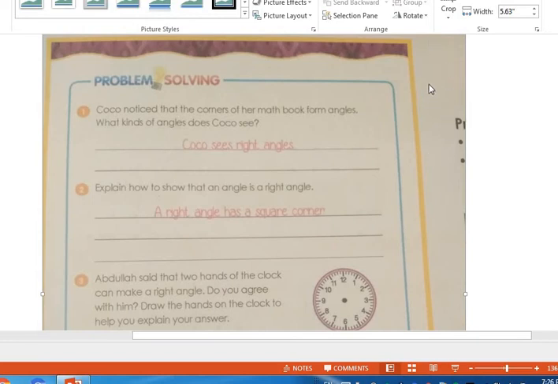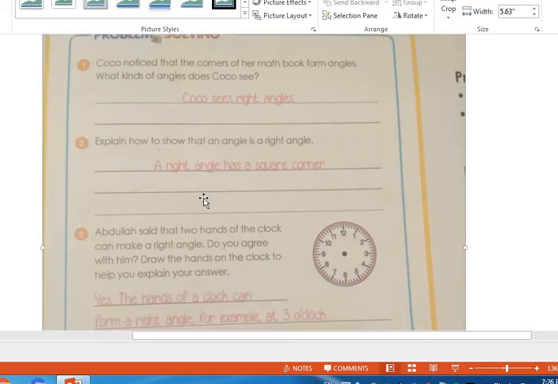So the corners here, this is the vertex. Can you see with me with the arrow? This is the vertex, and this is the vertex. They form right angles. Explain how to show that an angle is a right angle. A right angle has a square corner. As I told you, the right angle has a square corner, right?